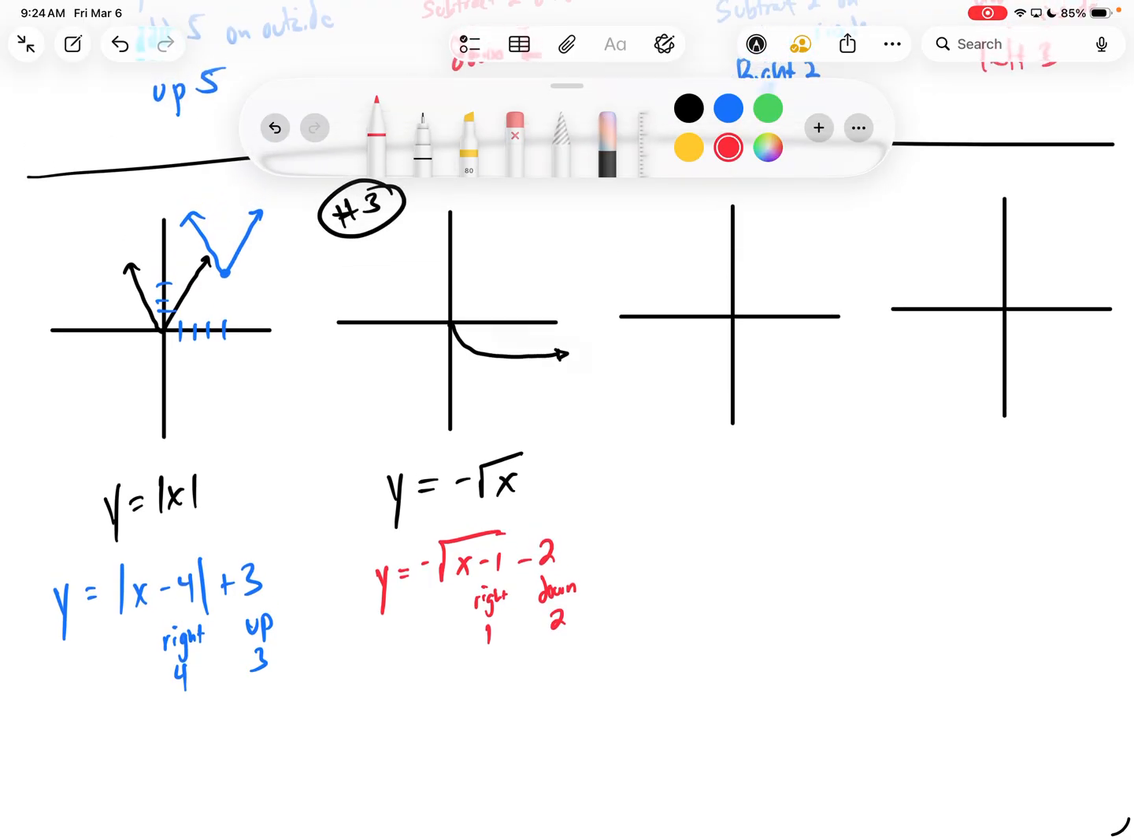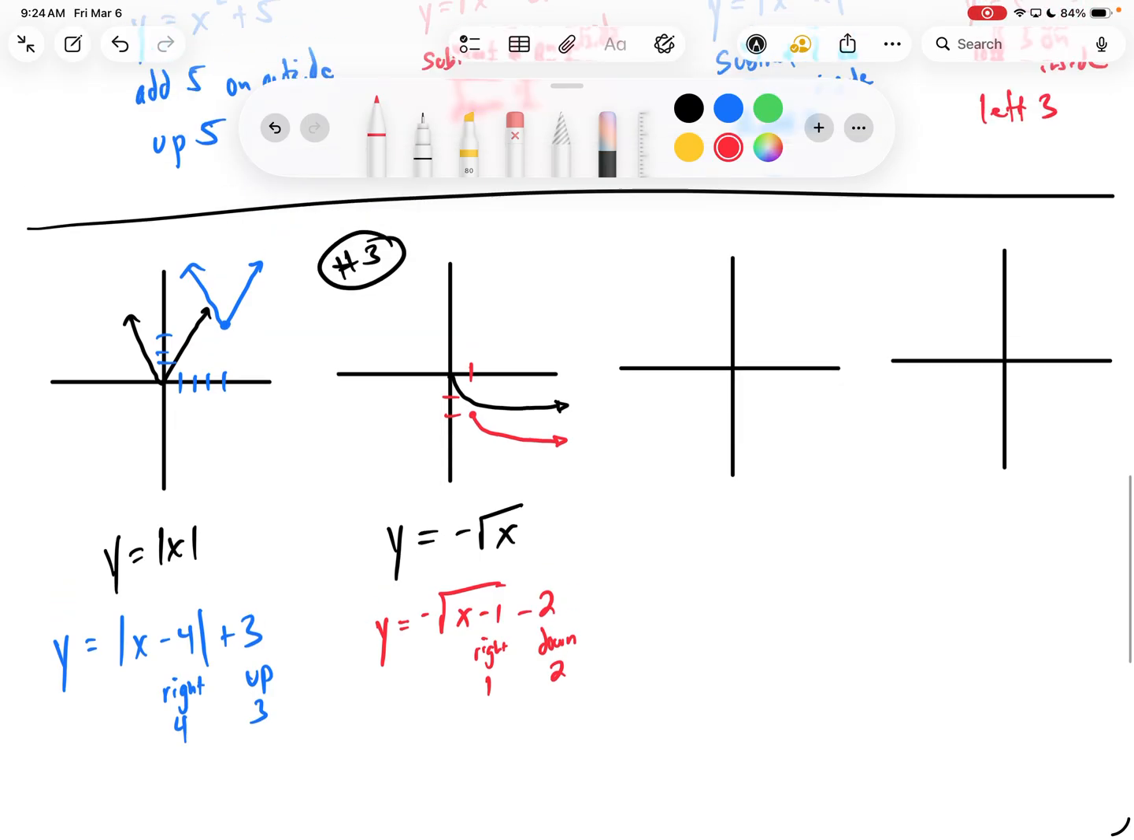All right, so I go to the right 1, and then I go down 2, and I'm going to draw that same graph. And it just shifts it to the other side there. I can draw that a little better. Okay. So I went to the right 1, down 2.